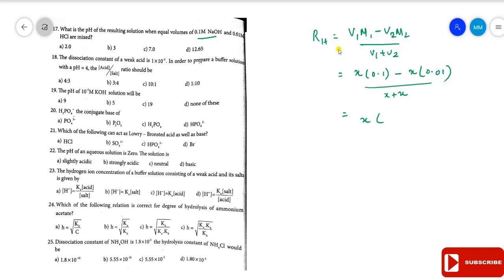So this is equal to X common, (0.1 minus 0.01), which will be 0.09 divided by 2X. So X is cancelled. It is 0.09 by 2. This is equal to 0.045 M.